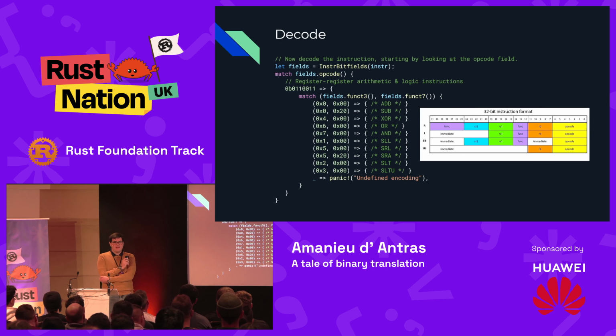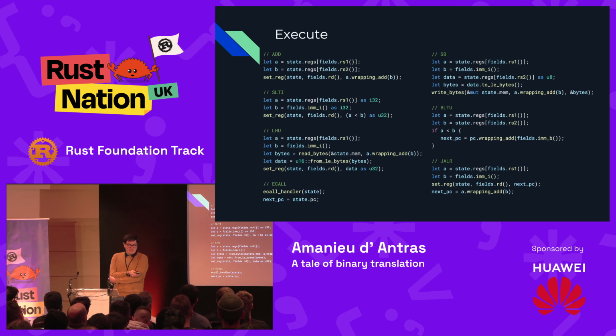The first thing we do after that is to match on the opcode field, which determines the instruction format. Once we've figured out the opcode, in this case, this opcode is a register arithmetic or logical instruction. Then we match on the function fields to figure out the exact operation that this instruction represents. Add, subtract, etc. And finally, we execute the operation.